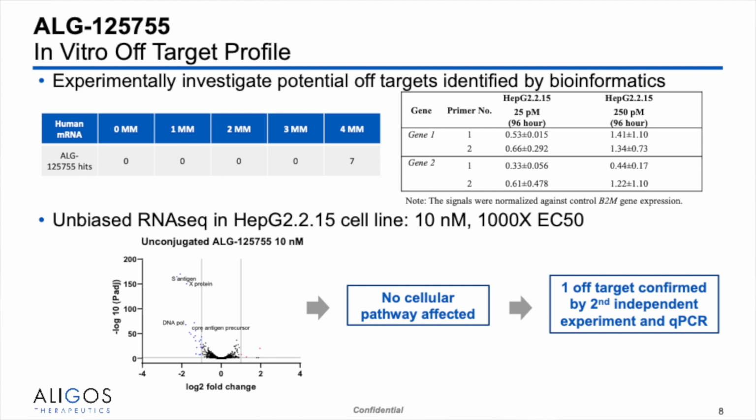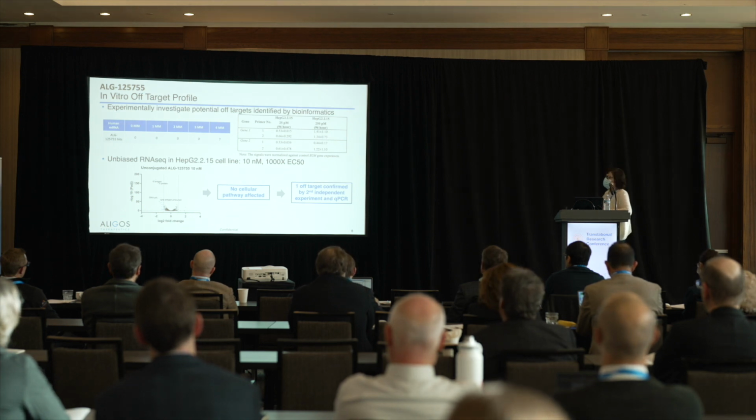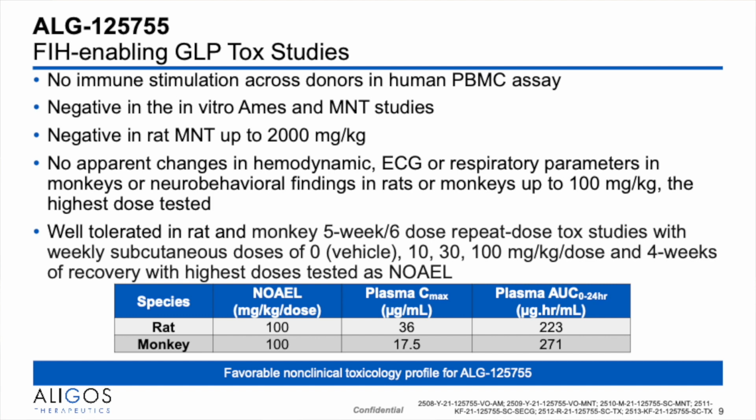What we've also started to do, and I think many others in the industry, is looking at RNA-seq, so looking at the HepG2 cell line. So we looked at the concentration at 10 nanomolar, which is essentially 1,000-fold above the EC50 against the HBV virus. And what we saw was that there were very few genes that were actually decreased even at these super therapeutic concentrations. So this was all good news for us. And so we went into our GLP tox studies.